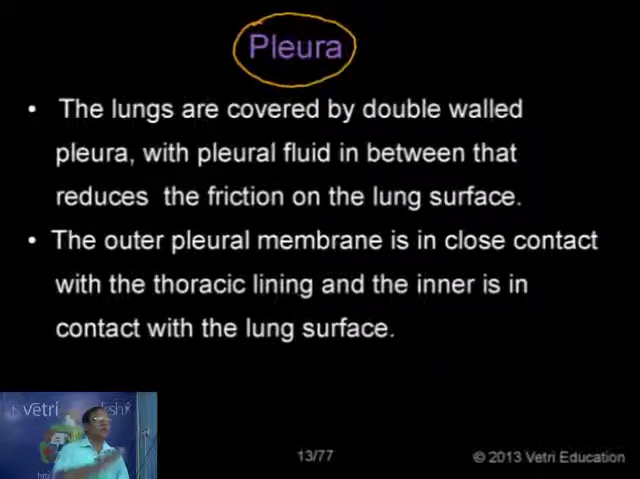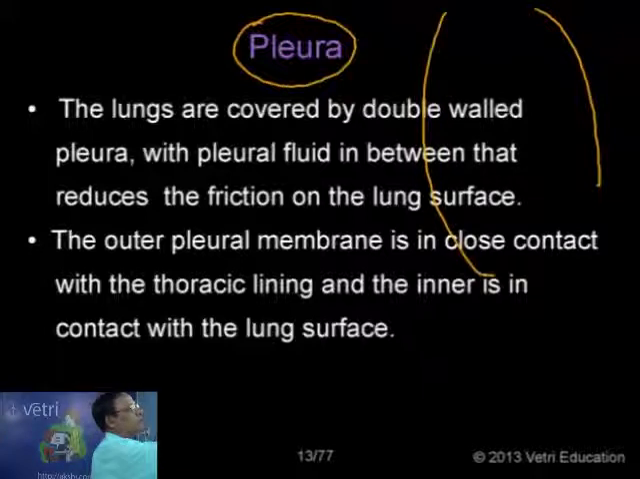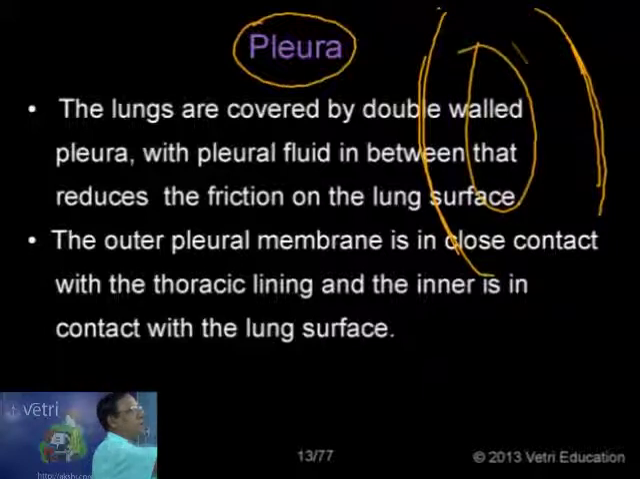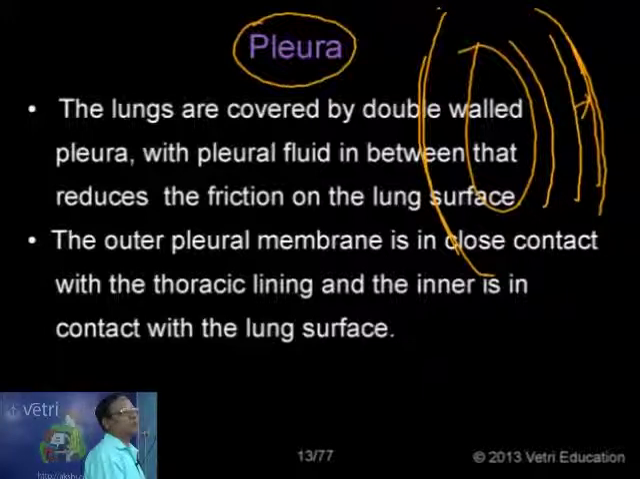Suppose you have the thoracic chamber, and this is the outer body wall, and you have the lungs here. Now this is the pleura. There are two pleural membranes. This is the outer one, which is lying very close to the chest wall, and the inner one, which is lying very close to the surface of the lung. The outer pleural layer lies close to the inner lining of the chest wall, and the inner one lies close to the surface of the lungs. In between we have the pleural fluid, which avoids friction while the lungs are undergoing expansion at times of breathing.